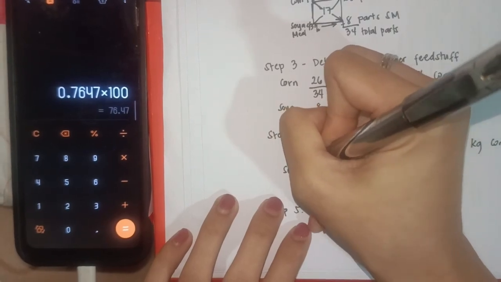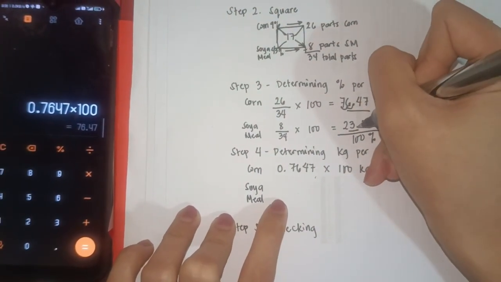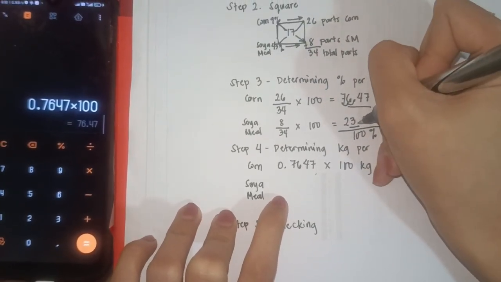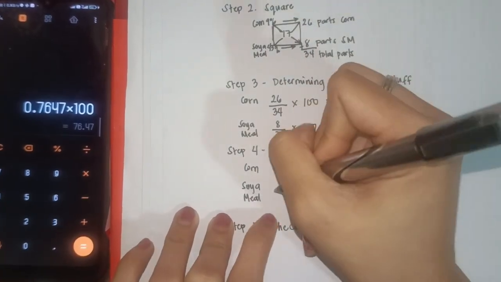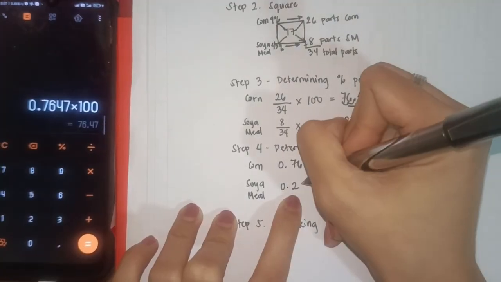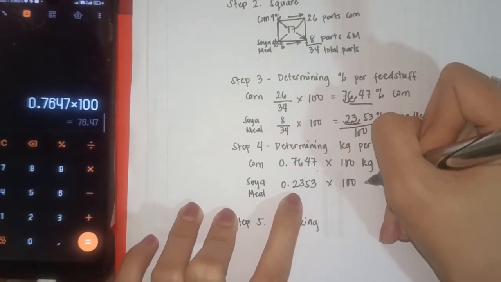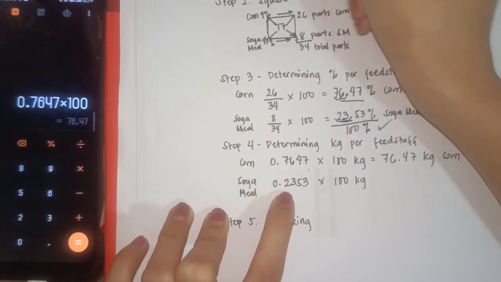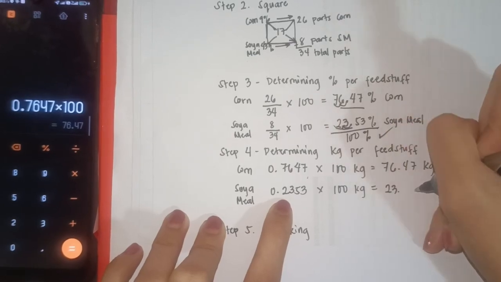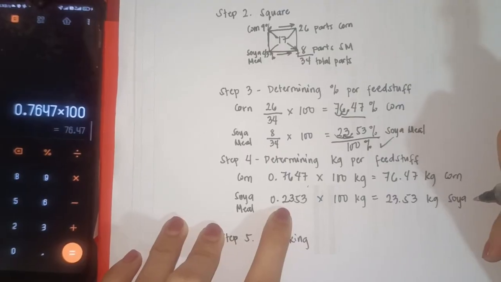And then for soya meal, again, let's do it again. So 23.53%, if you convert it into decimal, just have to move 2 places, so that becomes 0.2353, and then we multiply it with 100 kilograms because that is our total ration needed. So that would yield an answer of 23.53 kilograms of soya meal.